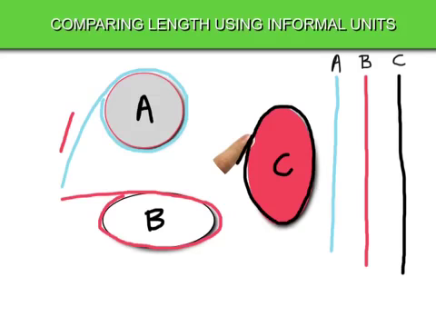So can you see which of those three circle or oval shapes is the longest around its outside? Yep, it looks as though this one is the longest and A is the shortest. So that's how we use informal units to measure and compare the length of all sorts of different objects in all sorts of different ways. Now it's your turn to practice, so go back and have a look at a practice task and see how you go with comparing length using informal units.